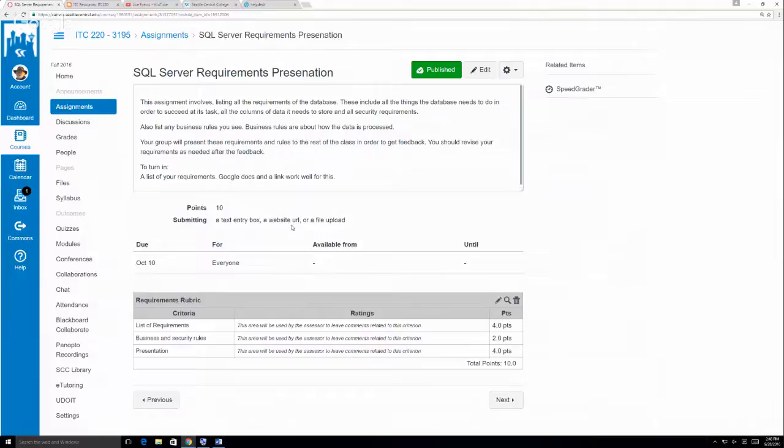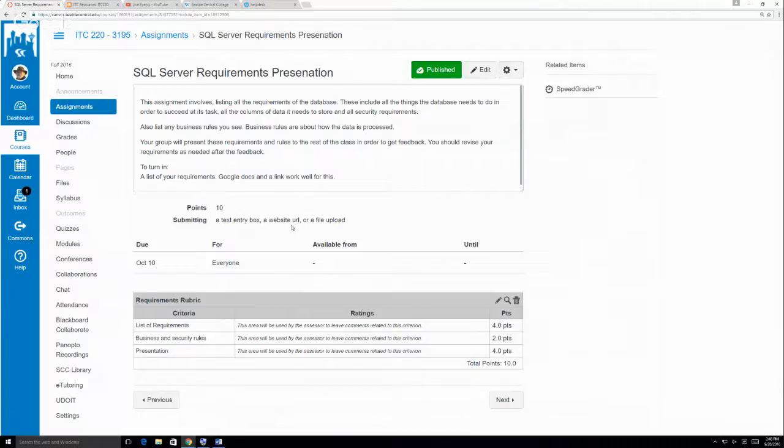So all the things that the database needs to do in order to succeed, so all the columns it needs to store and the security requirements. There are business rules listed. If you think of more of them, you can add them. You know, as I said, you can add some flavor to this that's your own.